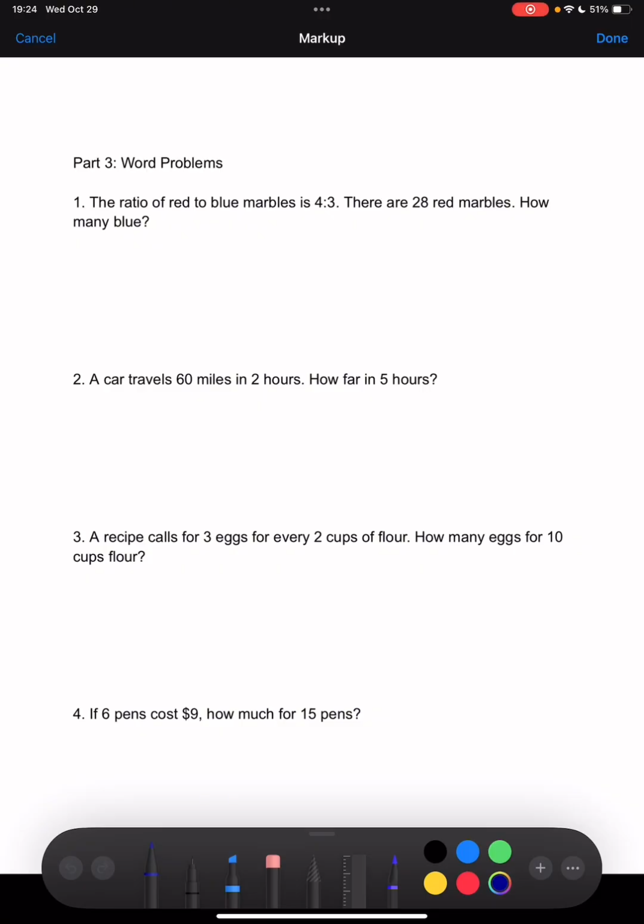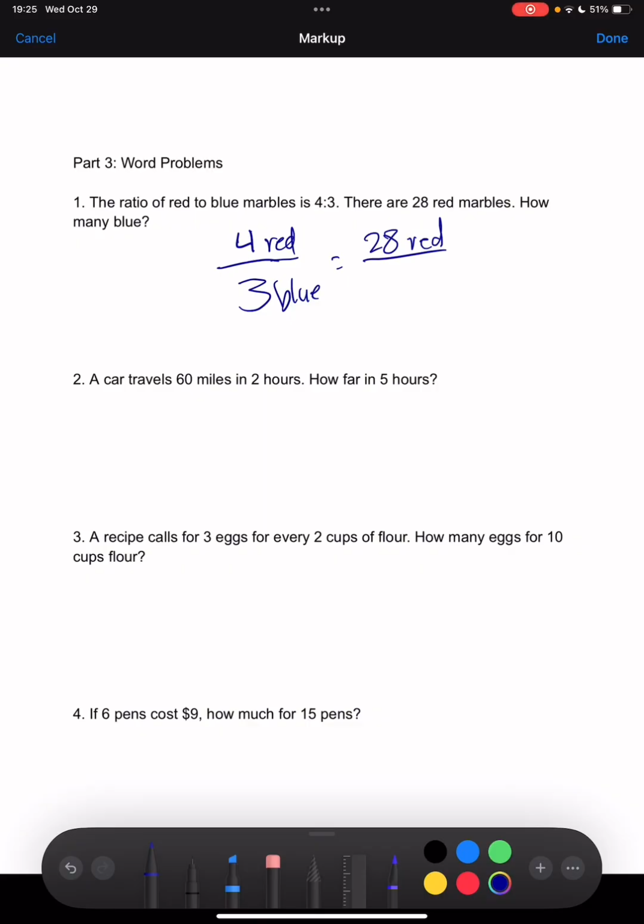Number 1, the ratio of red to blue marbles is 4 to 3. There are 28 red marbles. How many blue? The ratio is 4 to 3. There are 4 red and 3 blue. And now there are 28 red marbles. What number times 4 is 28? Or you can do 28 divided by 4 and get that number.